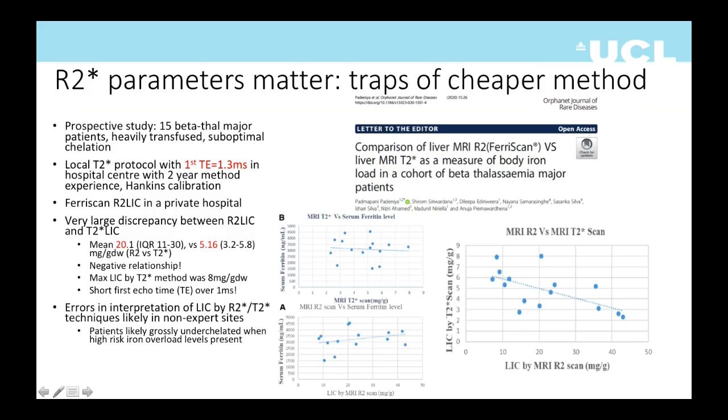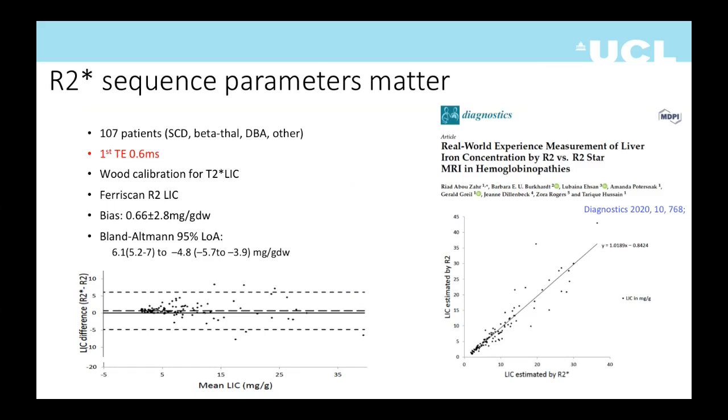And there was another study, just to highlight the issue of parameters, again in the same year, in 2020, this time in Texas: 107 patients, mainly sickle cell patients, but also beta thal major patients and Diamond-Blackfan anemia, were scanned using 2 methods, R2 star with the first echo time of less than 1 millisecond, 0.6 milliseconds, using a different calibration by John Wood, but these calibrations that have been published are quite interchangeable, and they've checked against Ferriscan. And you can see that this time there is no bias.